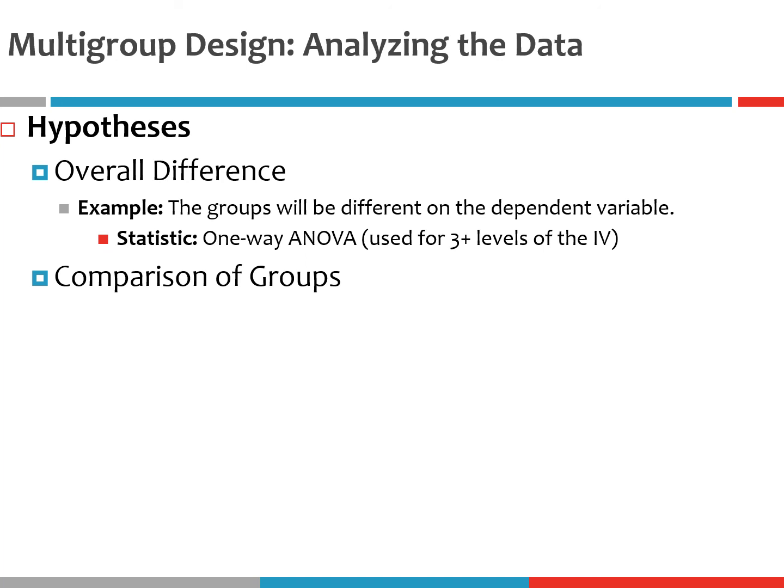So if you have three groups, you're going to compare group 1 with group 2. You're going to compare group 1 with group 3. You're going to compare group 2 with group 3, right? If you have four or more groups, you're going to have more comparisons. Those are called post hoc tests. They occur after you do the ANOVA. So once you have a statistically significant ANOVA, you can then do your post hoc tests.